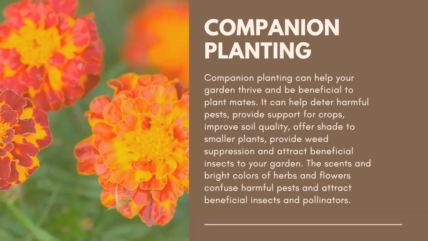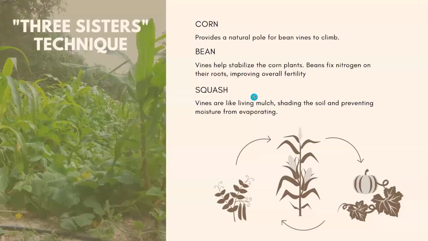The scents and bright colors of herbs and flowers can confuse harmful pests and attract those beneficial insects and pollinators that we talked about. So companion planting is a really cool concept that we can incorporate in our garden. One example that a lot of you might have heard about, which derives from a lot of Native American cultures, is the Three Sisters technique. It's one of the most popular companion plantings, and it involves corn, beans, and squash.